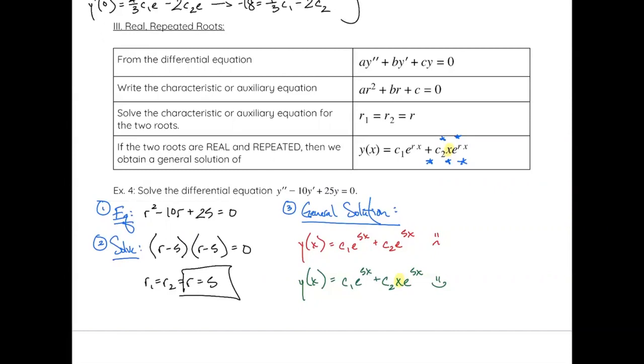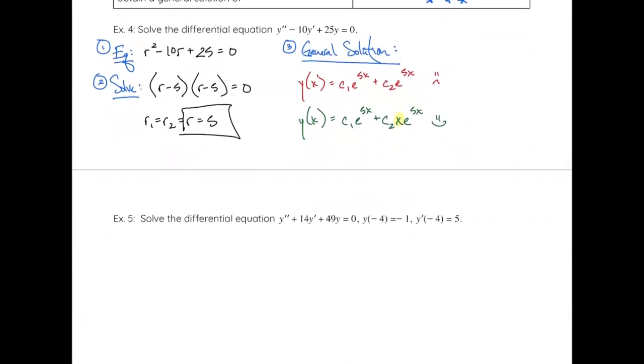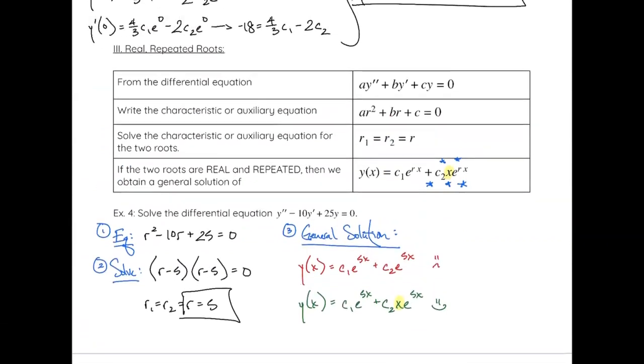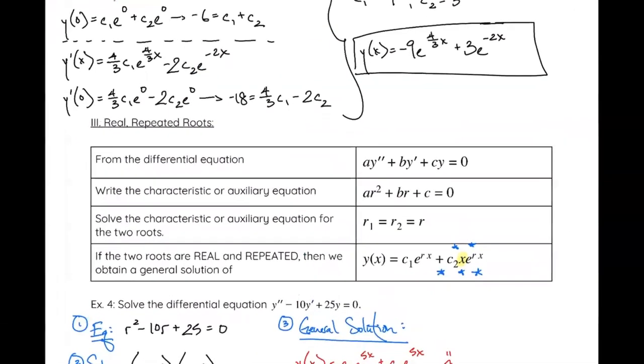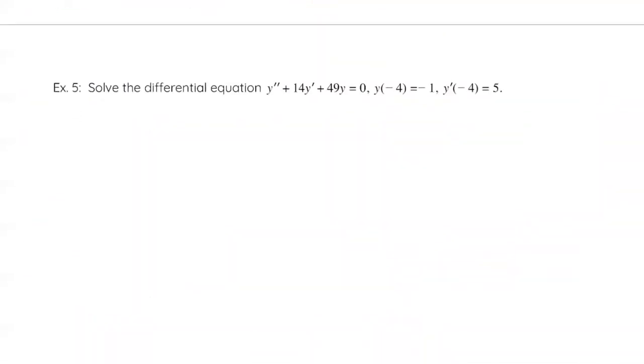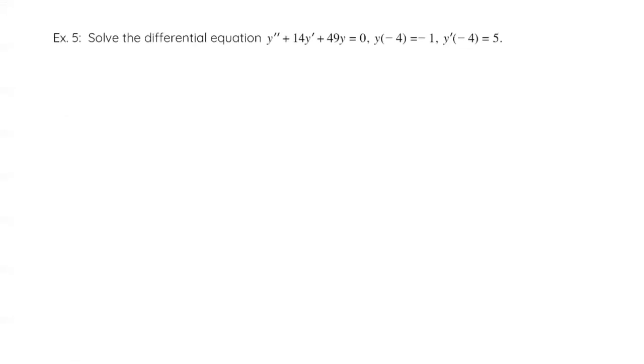All right, let's try another example. Okay, so we're going to try a different example, and this one also comes with initial conditions. So it'll give us a chance to figure out whether we like doing elimination, substitution, matrices, whatever makes us feel better about finding solutions for a system of equations. Okay.